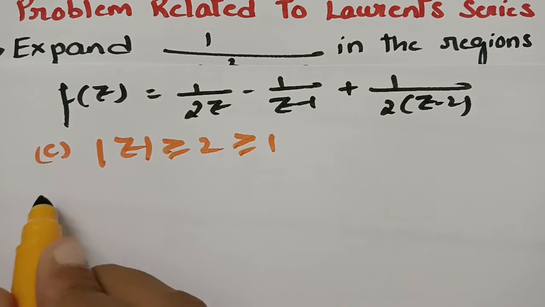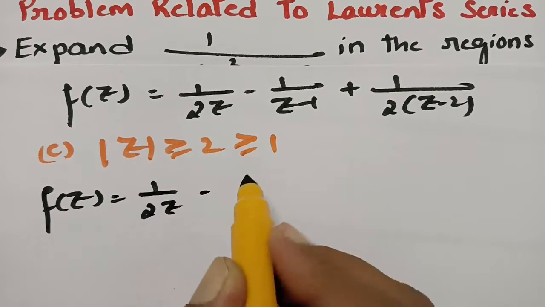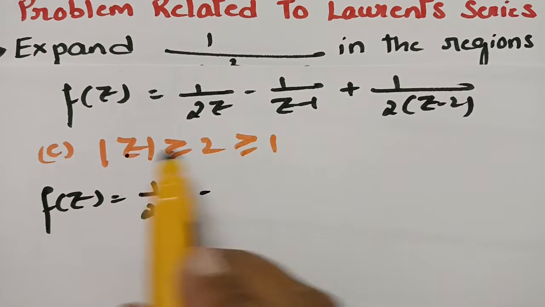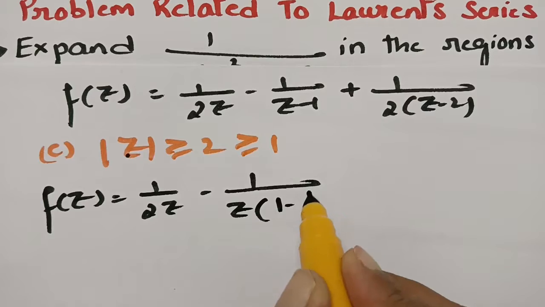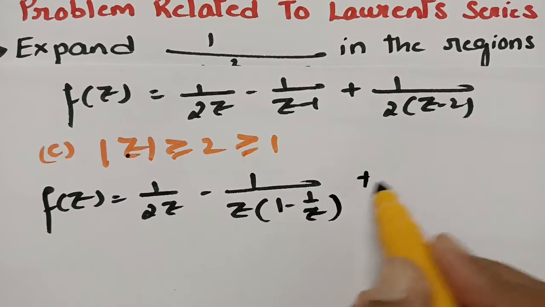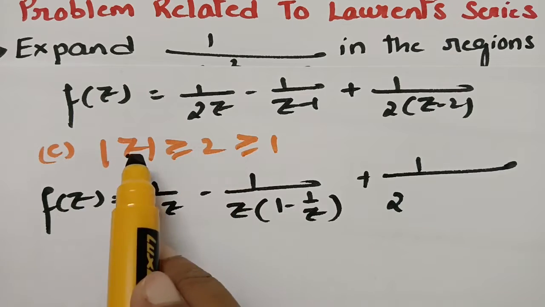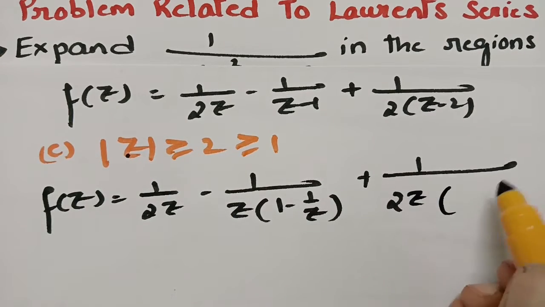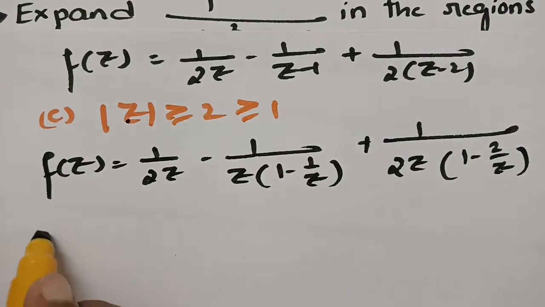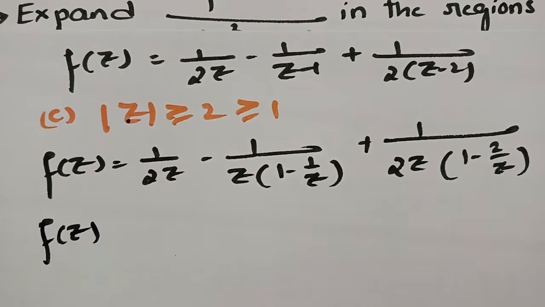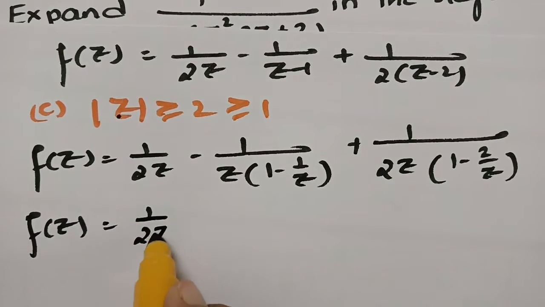f of z is equal to 1 by 2 times z minus 1. Among z and 1, which one is greater? Z is greater. That's why I'm taking z common. This will be 1 minus 1 by z. And this is 1 by 2 times z minus 2. Among z and 2, which one is greater? Z is greater. Here also I'm taking z common. This will be 1 minus 2 by z. Clear?